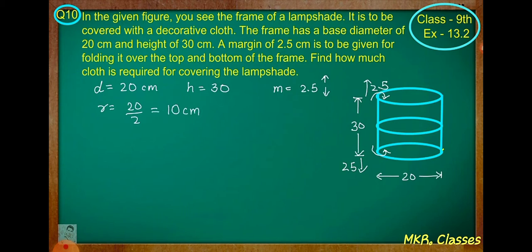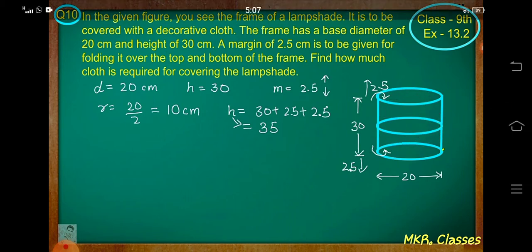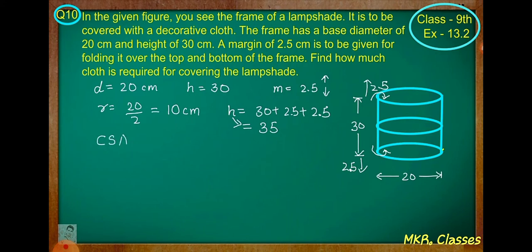So it's 35. Okay. So the diameter is given 20, which will be 10 centimeter for radius. Now for height, we'll add 30 plus 2.5 plus 2.5, that will be 5. Now the cloth will cover only the outer surface area, right? Only the outer surface area. So we'll do the curved surface area. So we'll apply the formula of CSA of cylinder, that is 2 pi RH.